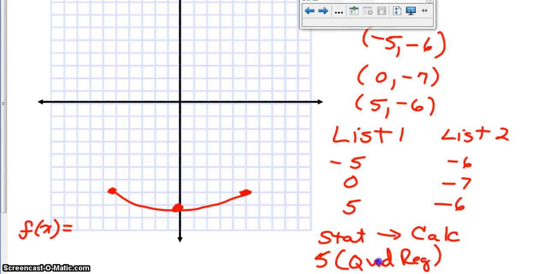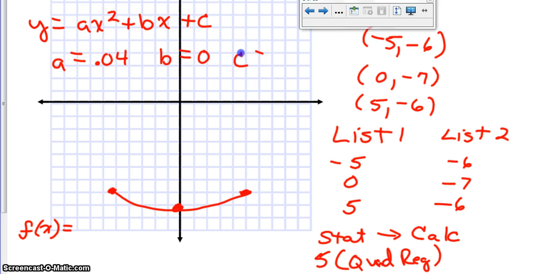And so when Mrs. Rose does that, and she hits 5, and she hits enter, what she gets is this information. She gets y equals ax squared plus bx plus c, okay? And then what she is told is that a is equal to 0.04, b is equal to 0, and c is equal to negative 7. So ladies and gentlemen, that means that my f of x is equal to 0.04 x squared minus 7.